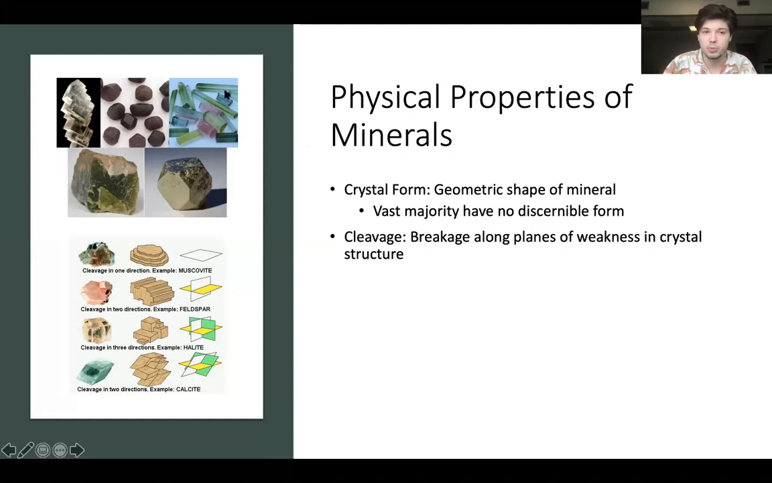So here you can see some examples of crystal forms with various minerals. If you want to look into what those different crystal forms are, you can see that in the actual lab text. But here you see an example of one with no discernible form. And then cleavage is the breakage of a mineral along planes of weakness in crystal structure. And so here you can see an example of cleavage in different numbers of directions, which is how we're going to be considering cleavage for this lab. So here's an example of cleavage in one direction, two directions, and three directions. And generally, that's how we're going to be considering cleavage.